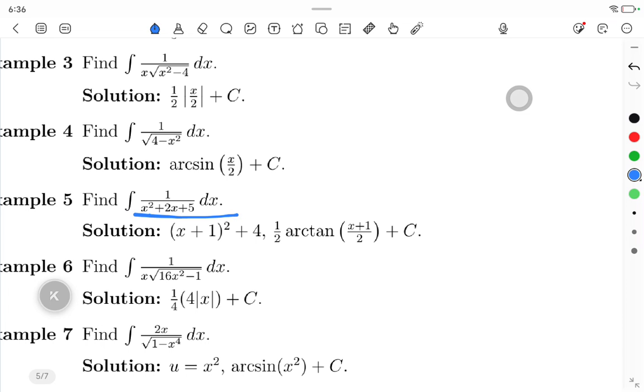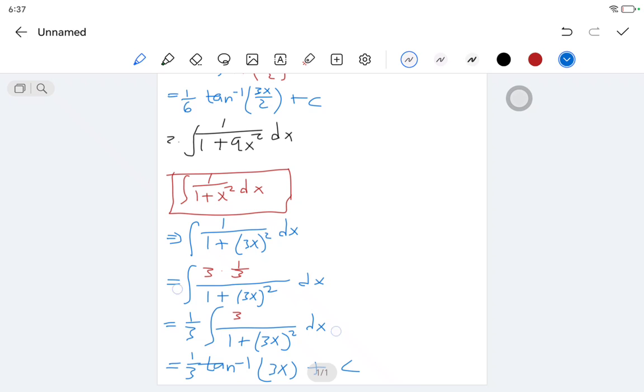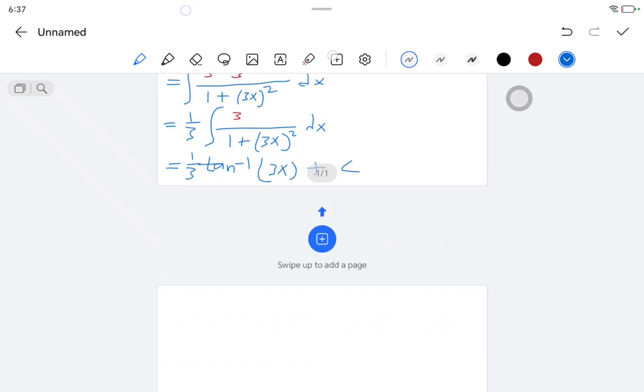Right? Where they say that this is going to give us 1 over 2 arctan of x plus 1 over 2, plus c. So it means that here, the moment we see this type of question, we have to apply completing the square. So we have x squared plus 2x plus 5. Let's go do it. X squared plus 2x plus 5.